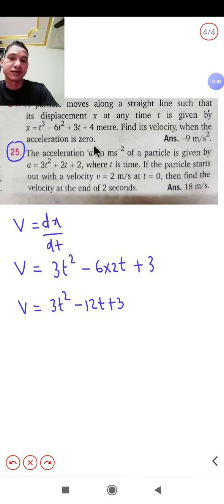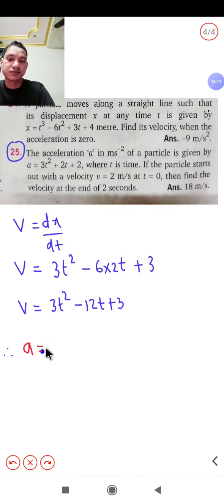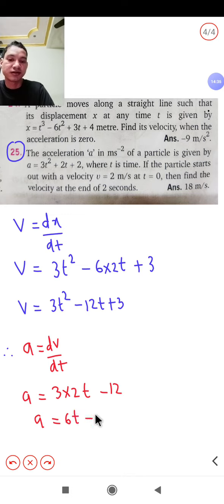Further it is mentioned acceleration. Now let's differentiate this to get acceleration. Let me change the color here. Acceleration is dv by dt. So let me differentiate this part. 3 is a constant that will come out. Differentiate t square: 2 will come in front and its power will reduce by 1, so 2 minus 1, 1 will remain here. 12 will come out, dt by dt will be 1, and differentiation of 3 will be 0. So only this term will remain: 6t minus 12. This is the expression for acceleration, and this is the expression for velocity.